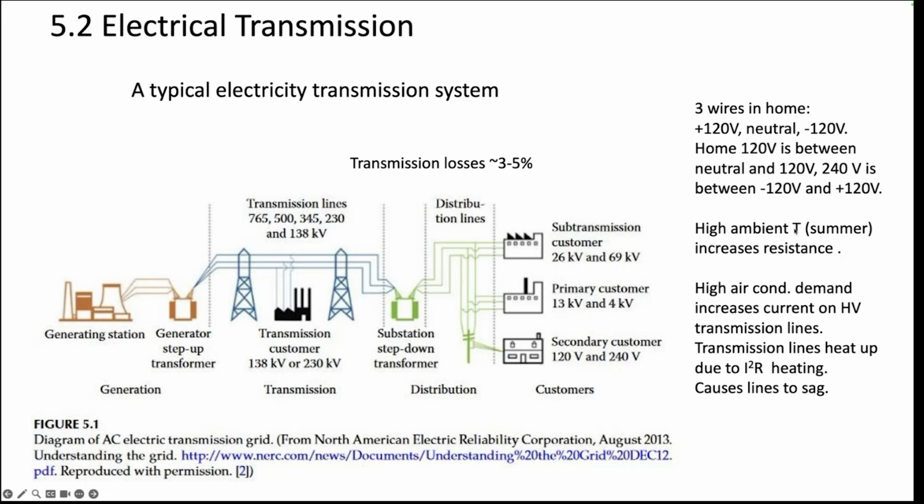Remember that higher temperatures increase resistance in summertime, and that high air conditioning demand in the summer really increases current on high voltage transmission lines. What happens is that as resistance increases because of outside temperature and increased demand, the transmission lines heat up, expand, and sag, and this can cause problems.